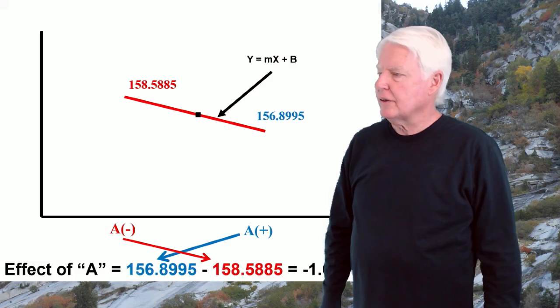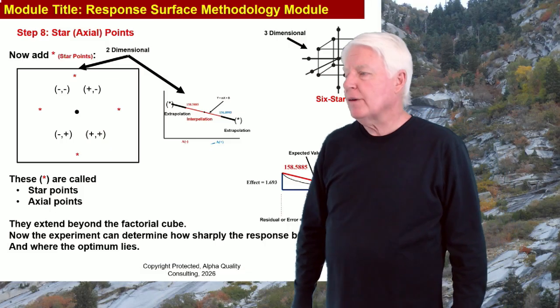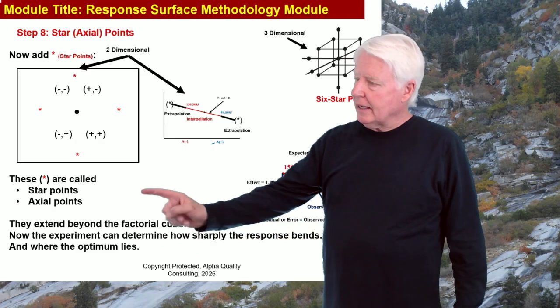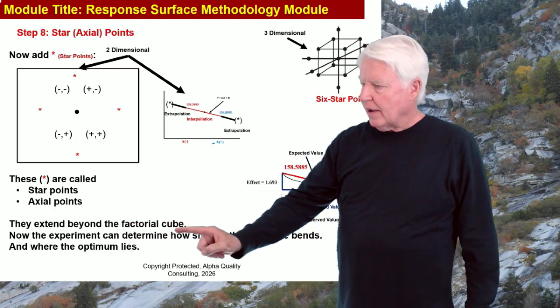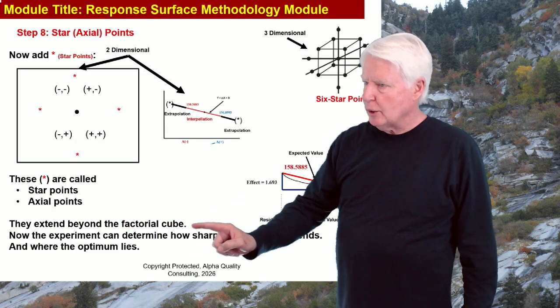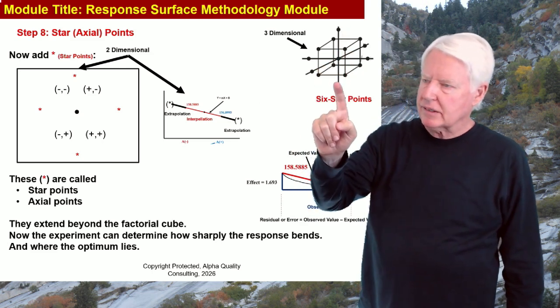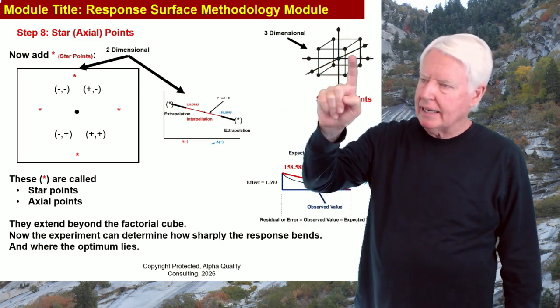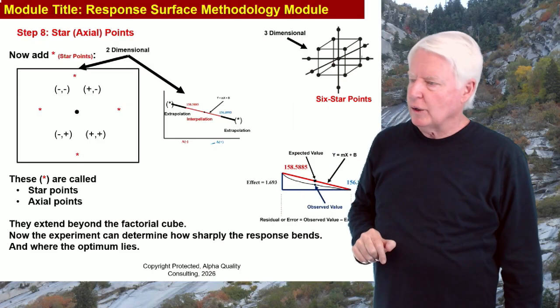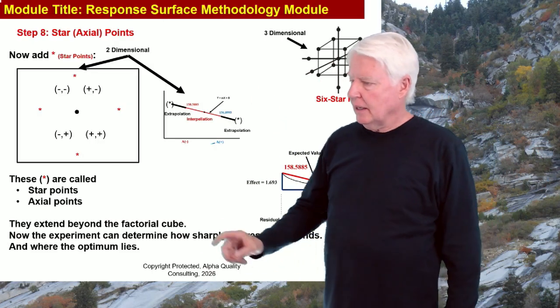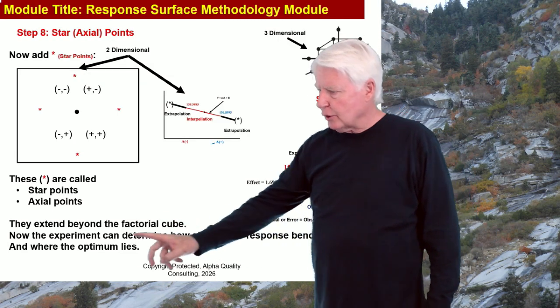For this response surface. So hopefully that was helpful. Notice these axial points extend beyond the factorial cube. Here it is in 3 dimensions. Here's the axial points. We're stepping outside our knowledge envelope. We're expanding our knowledge envelope is what we're doing. They extend beyond the factorial cube.